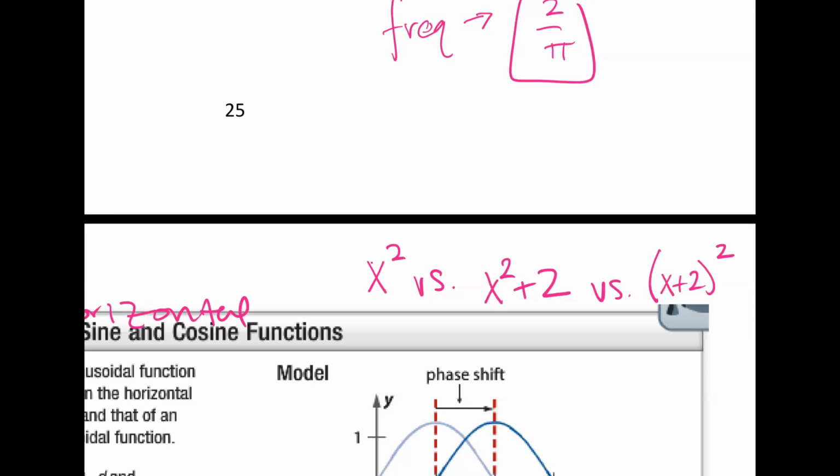Normally it's x minus h, so since it's positive, it goes the opposite way of what you think. Instead of going to the right, it goes 2 to the left. So x squared looks like this, x squared plus 2 is up higher, and x plus 2 squared is just shifted over horizontally. So if I have something inside the sine, like x plus 2 inside the parentheses, that's going to be a horizontal shift, and it'll tell us how much it's shifting over.